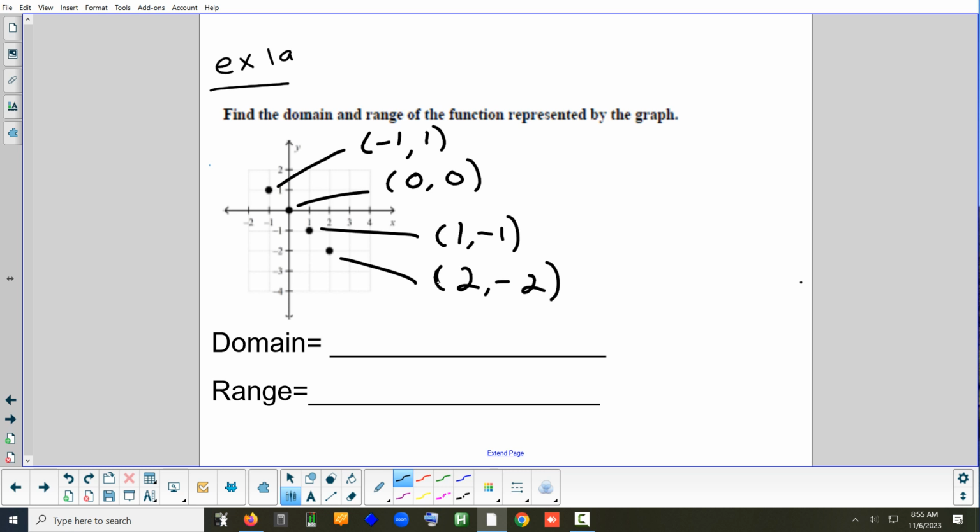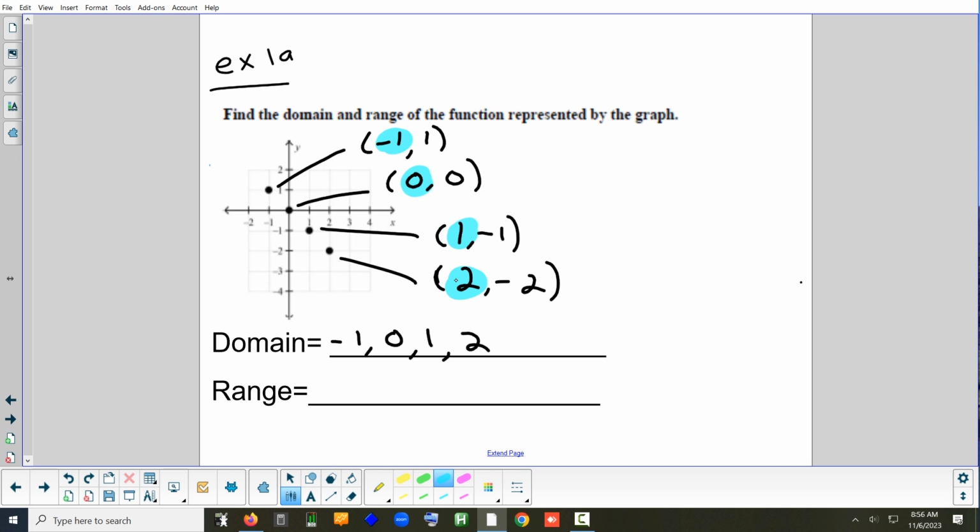Now, I want to list the domain. Okay, so remember what the domain is. You would have negative 1, 0, 1, 2. And how did you get that? So first the x. Yeah, it's all the x's. Okay, so if we want to just highlight them, that one, that one, that one, and that one. That's the domain. It's all the x's.